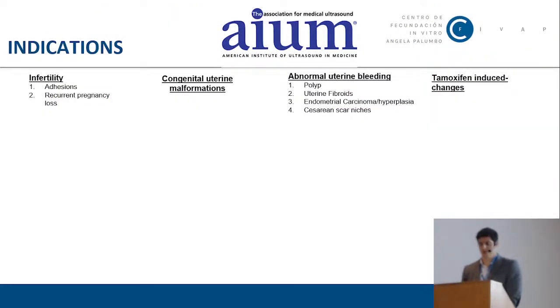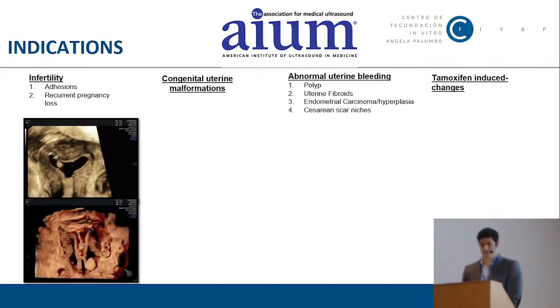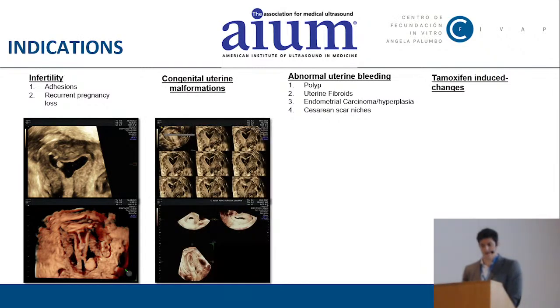Let's look at the indications for performing a sonohysterography. Of course, infertility and recurrent pregnancy loss, to rule out uterine adhesions and other intrauterine pathology. 3D sonohysterography is important for diagnosis of congenital uterine anomalies, to obtain a better definition of the malformation prior to surgical correction. Of course, the coronal plane is fundamental.